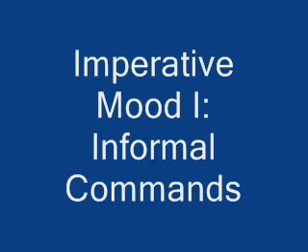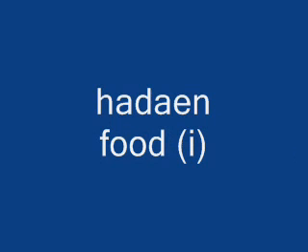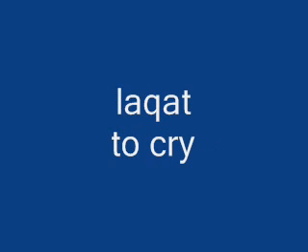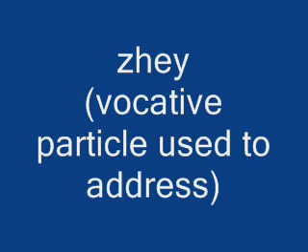Today we will be focusing on the imperative mood of verbs, specifically informal commands. Only 3 vocab words today. 1 noun, hadaen, food. 1 verb, lakat, to cry. And 1 particle, zhey. This vocative particle is used to address people. So in Dothraki, to address John, I would say zhey John, and not just John. This particle can be used with any noun as well.